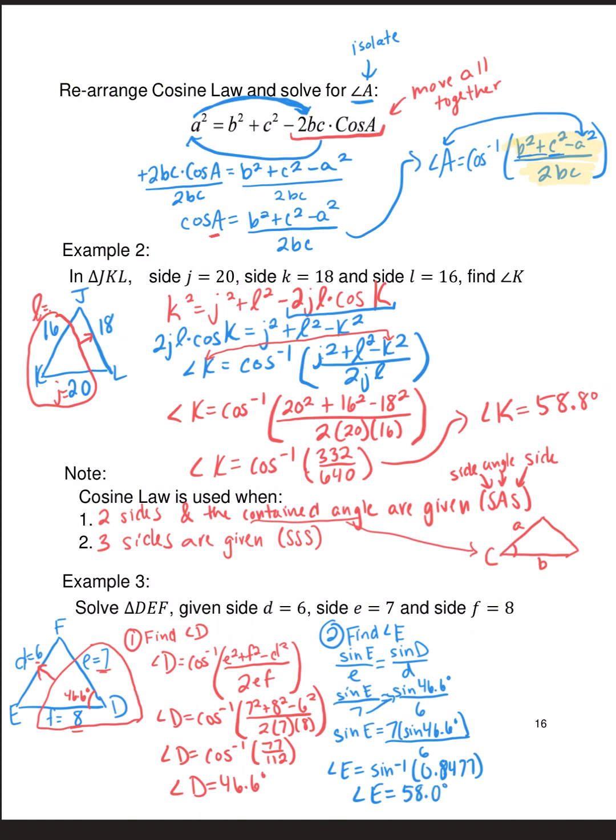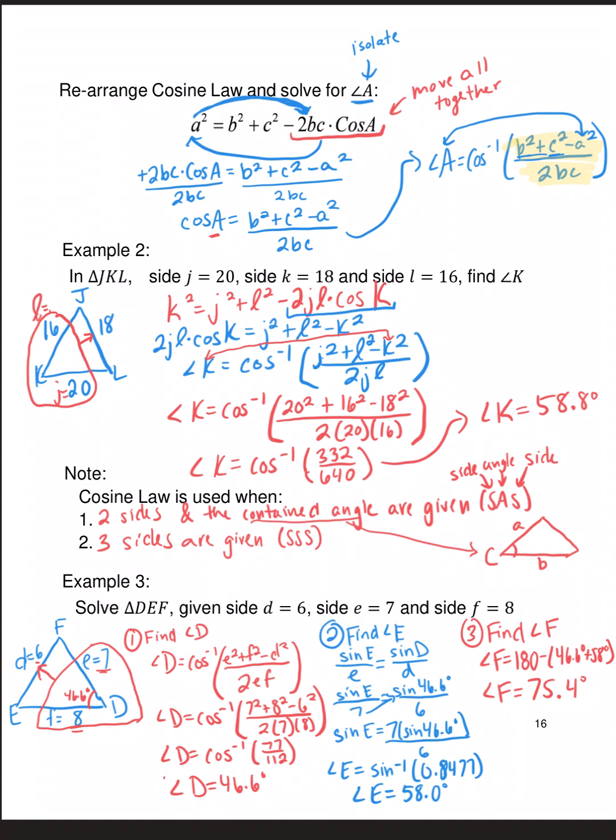58.0 degrees. Okay, so we found angles D and E. The last one would be to find angle F. Now that we have two angles though, to find our third one, we just have to add them together and subtract from 180. So we will subtract the sum of our other two angles. So 46.6 degrees plus 58 degrees. We should get 75.4 degrees for angle F.